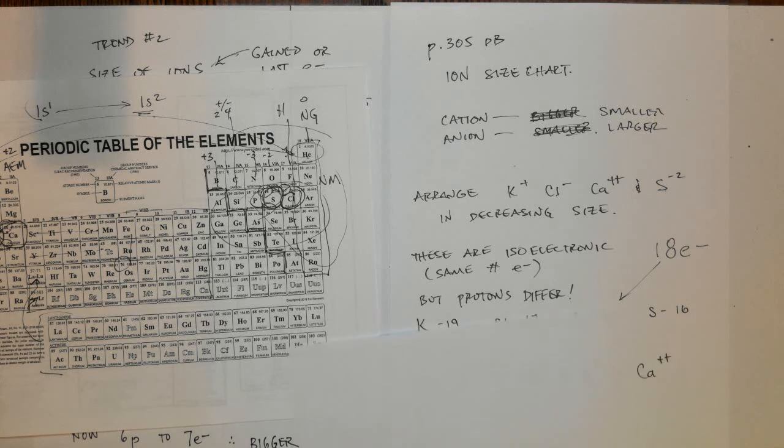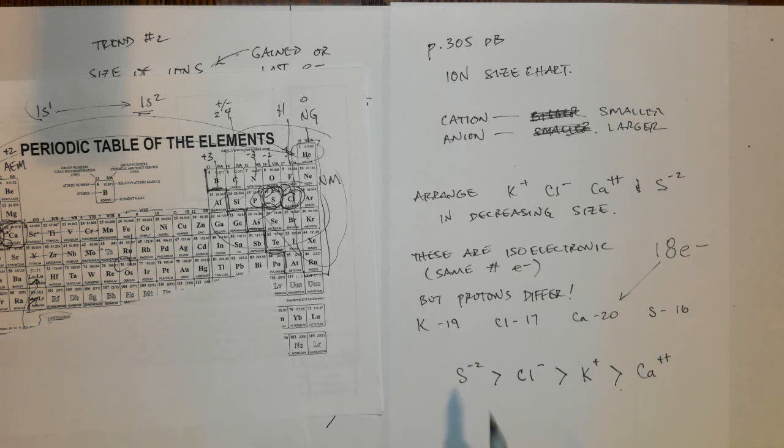And so if I'm listing them from smallest to largest, calcium would be the one that would pull the electrons the closest because it has the most protons in the nucleus. Next would be potassium. And you'd be correct because potassium has 19 protons in it, attracting 18 electrons. How about between these two? Well, chlorine has 1 more proton, so that would be the next largest size, and then the largest sized one, of course, would be the one with the least protons in the nucleus, and that would be the S2-.